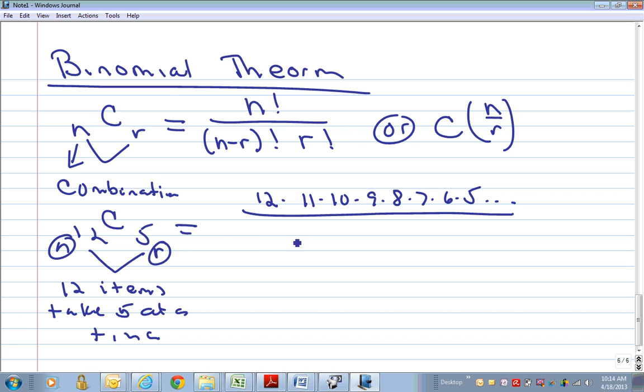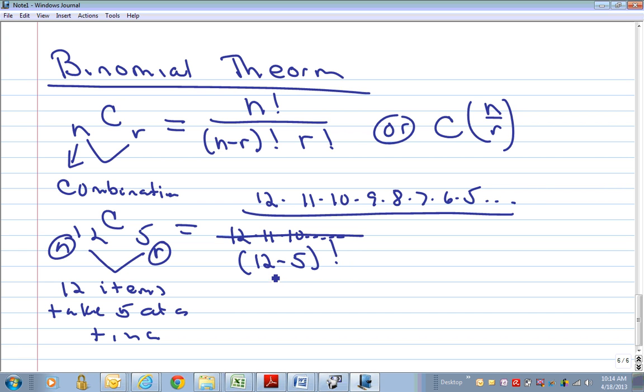This would continue. In the bottom you would have 12 times 11 times 10. Oh, I'm going to stop because look what happens. All of that would be exactly the same as the top, but we've got to be really careful. That's not what this says, and this is the most common mistake that you'll make. I'm going to cross this out. That's what you'll do. It's n minus r, so it's 12 minus 5 factorial.